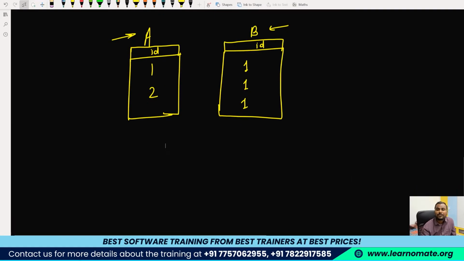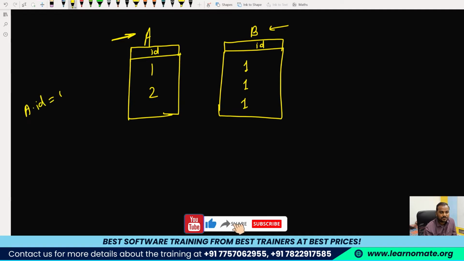So let us go to my screen, try to understand the question first, and then I will show you practically how to solve this SQL related question. There are two tables which we are going to join. We have table A and table B. Under these two tables, there is a common column with the name ID. So basically the condition will be A.ID equals B.ID.